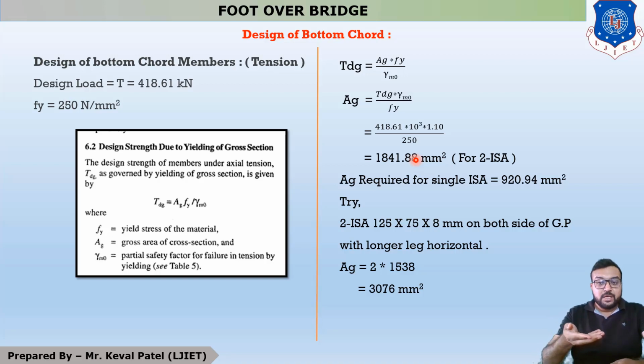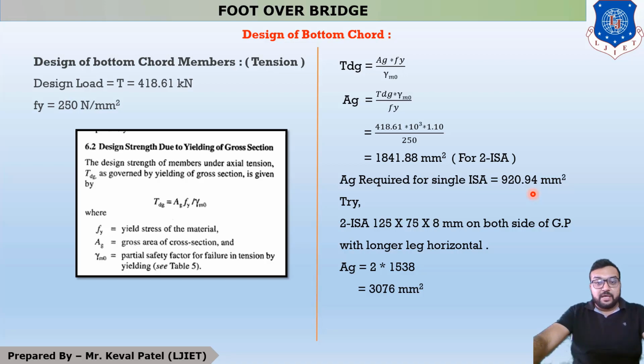Because you all know that if you provide more area, then it sustains more load. So your area required for a single equal angle. Because we have to use a double ISA for the top chord member, from the joint point of view you have to use 2 ISA for the bottom chord also. So you have to provide 2 ISA. For single ISA your required area is 920.94 mm square.